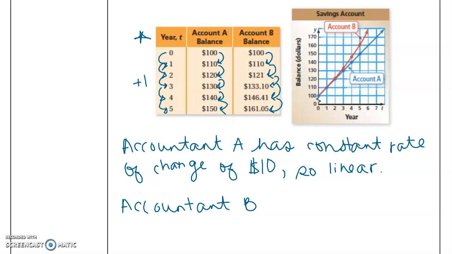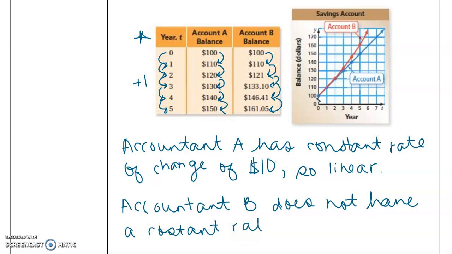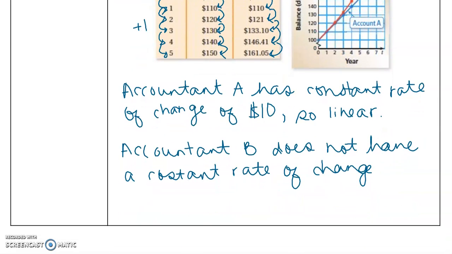So accountant B does not have a constant rate of change. Because their amount is different every year. And so it is nonlinear.